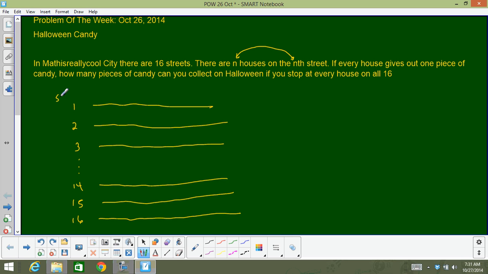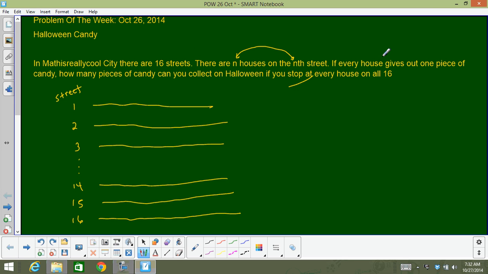So this is our street number. This is my street number. This is a physical representation of the street. So on First Street, how many houses are there going to be? On Second Street, how many houses are there going to be? What should you do with that piece of information?